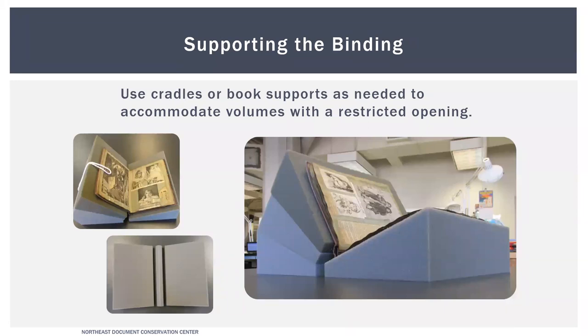If you have a book with a restricted opening or a weak cover attachment, you can use book cradles to provide support. If you have foam book supports, I highly recommend using them. If you don't have any, I recommend buying some. I have a link for a nice one in the resource guide. These are great because you can stack them as needed to get the support you need. Snake weights, which are fabric-covered lead weights, are great for holding pages open. And there are other kinds of supports out there, but these are my favorite.